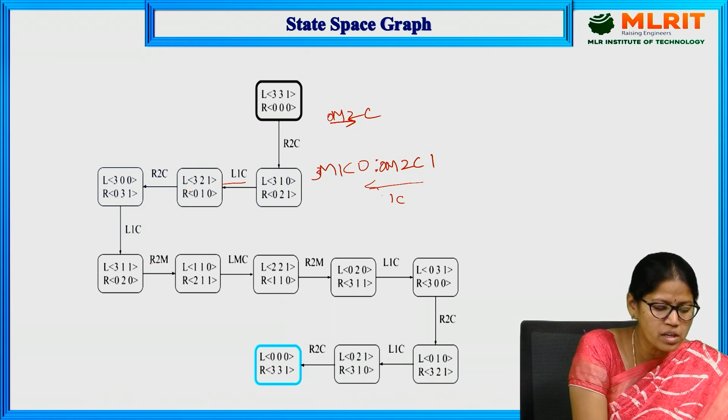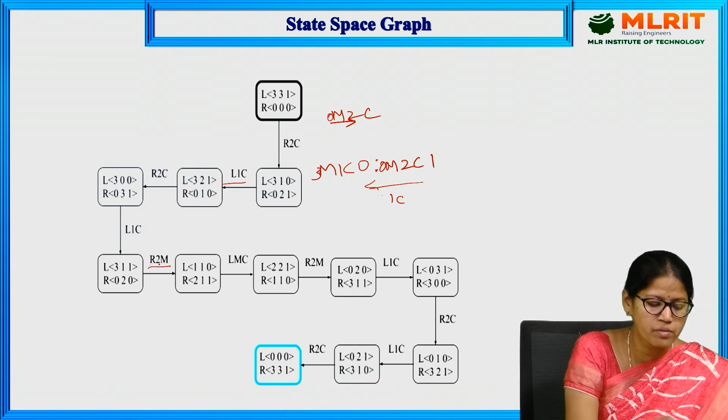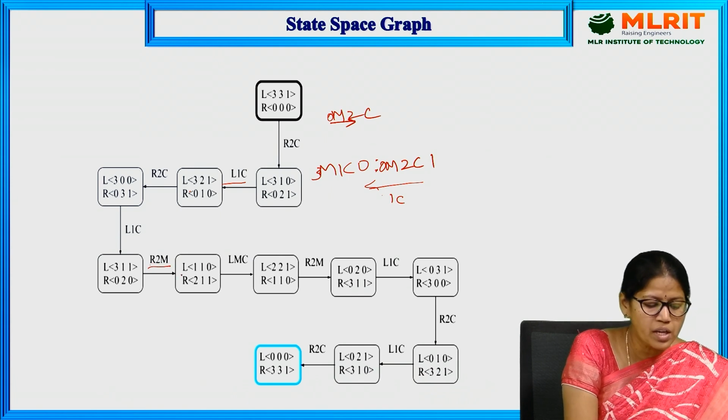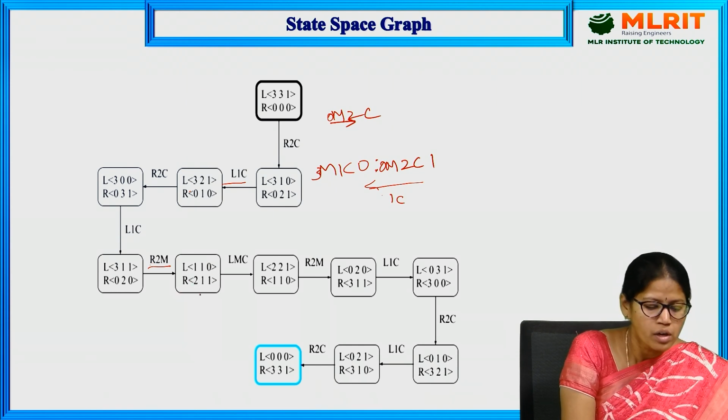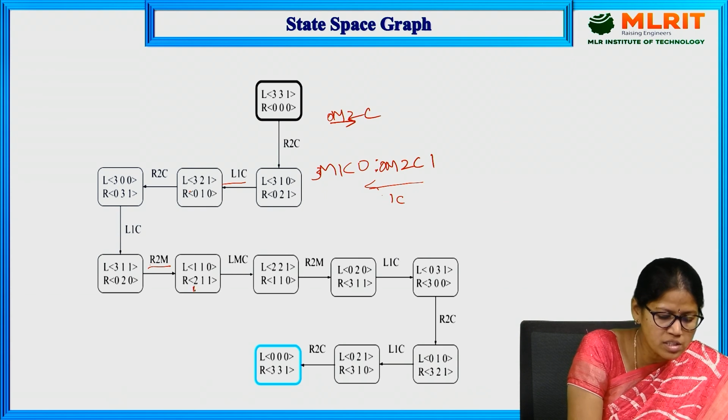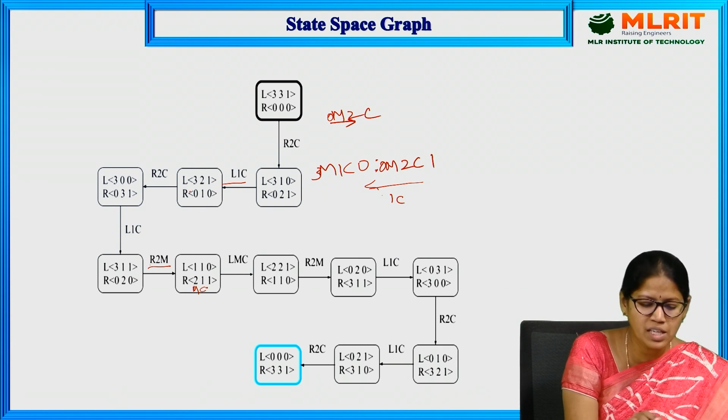So from left side to right side, again 2 missionaries crossing the river. Now at left side 1 missionary, 1 cannibal, 0 boat. At right side 2 missionaries, 1 cannibal and 1 boat. Now here look at this one. This one is the missionary and this one is the cannibal.